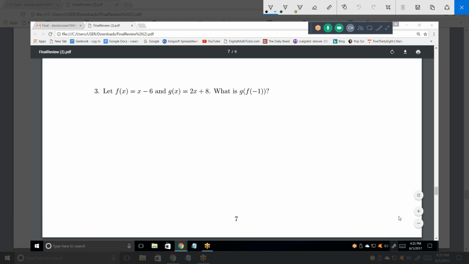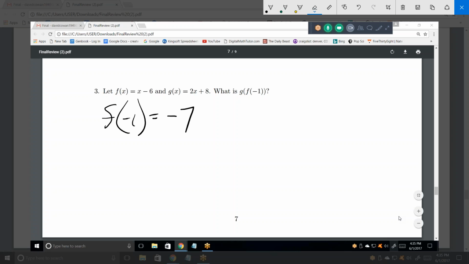Tell me what f of minus 1 is. F of minus 1. What is it? What number? It is minus 7. In other words, what you always do is you plug in whatever is inside the parentheses for x. That's the answer. Always.